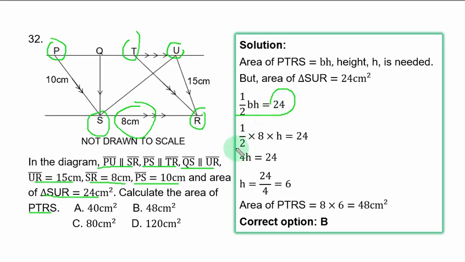So you have 1/2 times 8 times height equal to 24. Divide 8 by 2, you are left with 4 times h equal to 24. Divide both sides by 4, h is equal to 24 divided by 4, and that is 6. Therefore, area of parallelogram PTRS is equal to the base 8 times the height 6, and that is 48 square centimeters. B is the correct option.